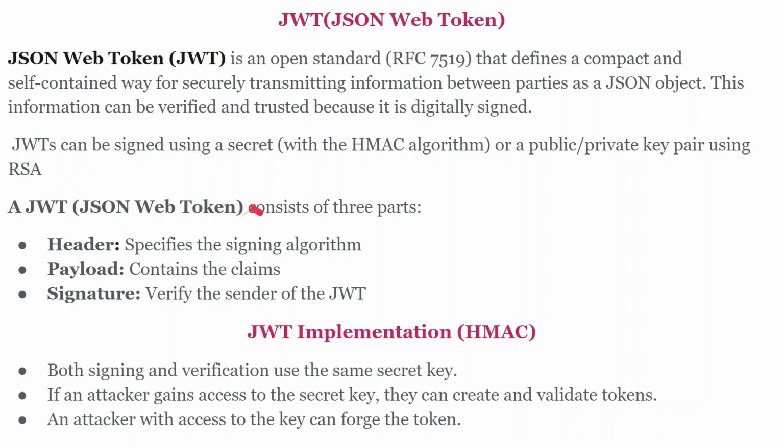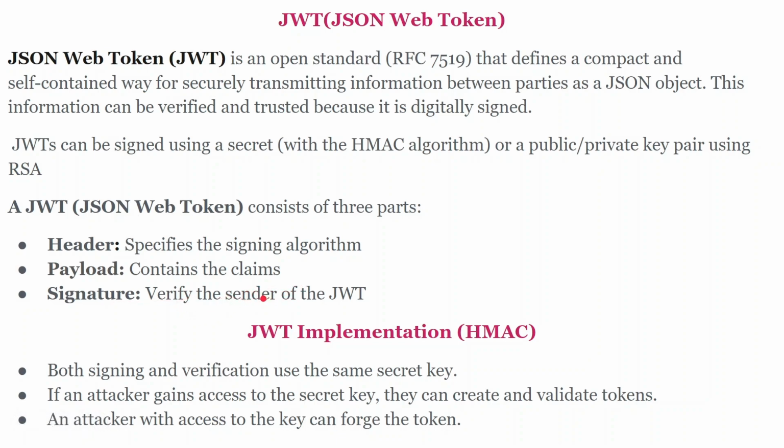A JWT consists of three different parts. The first one is the header, which specifies the signing algorithm. In our case, we are going to implement RSA, so RSA will be the signing algorithm in the header. The second one is the payload, which contains the claims, for example, the user information and the roles associated with the user, what authorizations or what actions he can perform with these roles and all this kind of thing. The third one is the signature, which verifies the sender of the JWT itself.